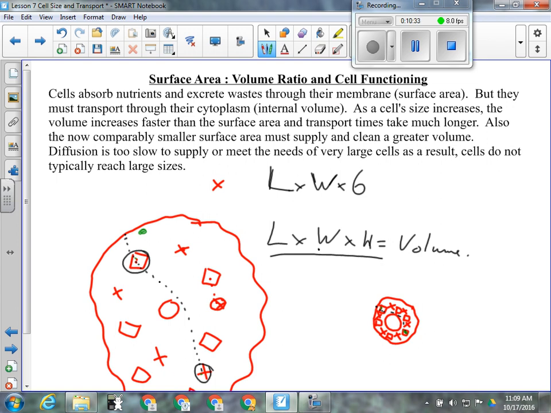Okay, so let's say that I had a cube that was 10 by 10 by 10. So I would go 10 times 10 times 6, and I would get that this cube has a surface area of 600 micrometers. Okay, if it's micrometers, if it's a cell, it's really small, right? That same cube has a volume of 1,000 micrometers because it's 10 by 10 by 10.